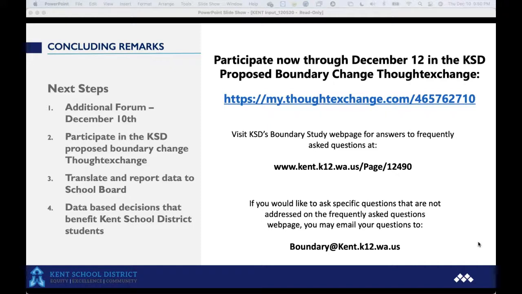Where do we go from here? We're going to take all this input, compile it, and use it to work with the KSD leadership as well as the Board of Education to make changes to the interim report that reflect some of those comments, and it can be used to benefit the school district and the students. We'll put that into a final report and present that to the board in January. And with that, that is the end of our presentation tonight.